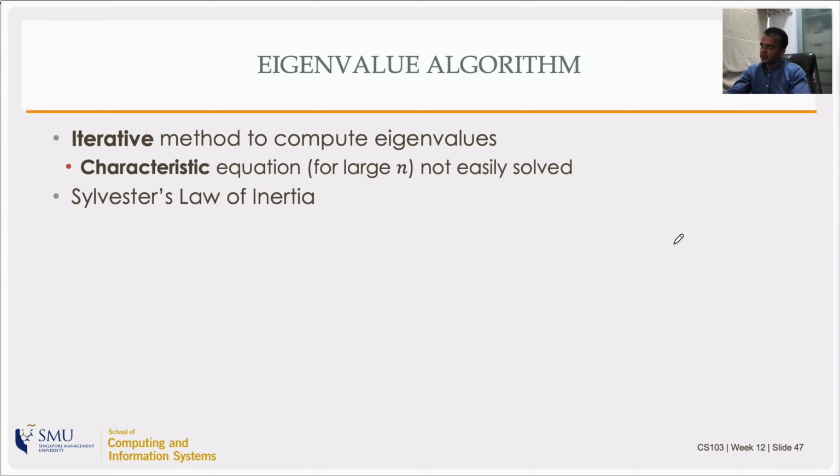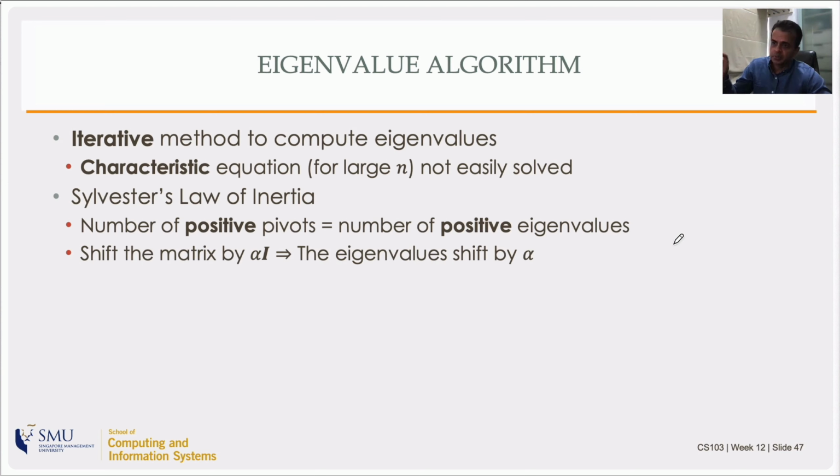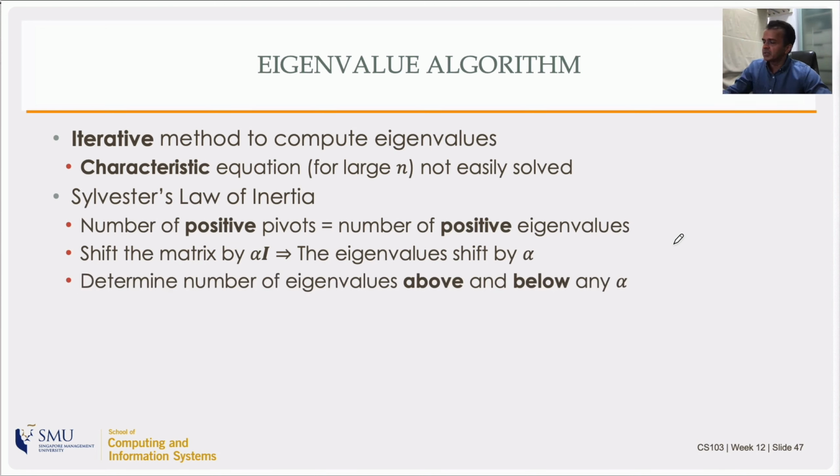One idea that I shared with you is Sylvester's law of inertia. What you will do is to use the fact that the number of positive pivots is the number of positive eigenvalues. Easy to compute the pivots, Gaussian elimination, and that will give you the number of positive eigenvalues. Shift the matrix by alpha, eigenvalues will get shifted by alpha, and determine the number of eigenvalues above and below any alpha by shifting it here and there. Really encourage you to go and write this in Sage Math or in pure Python, because it's an interesting exercise.